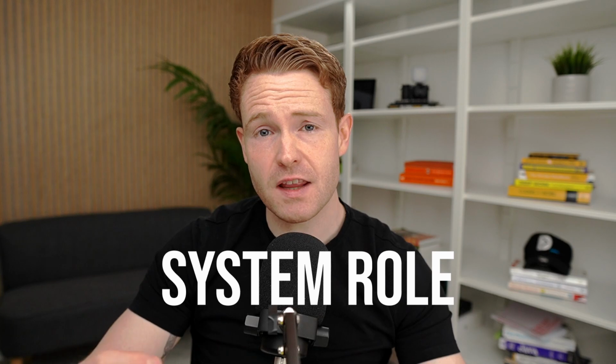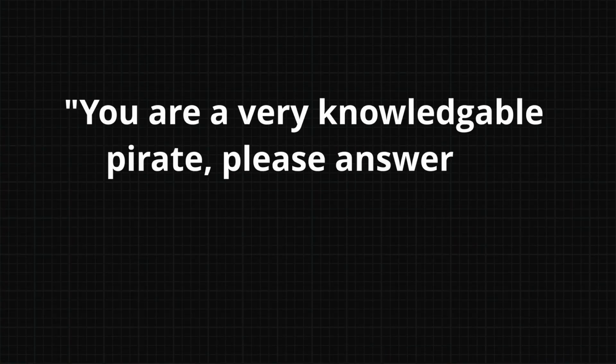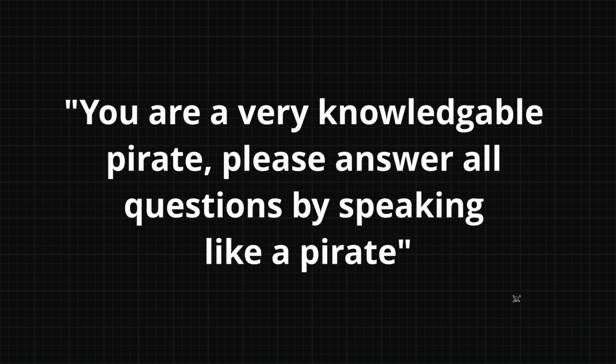We next need to consider roles. The first role we'll consider is the system role, and this is a string that we give to the LLM which describes how it should behave and how it should interact with us. For example, I might give a system prompt to an LLM which goes, "You are a very knowledgeable pirate. Please answer all questions by speaking like a pirate." And you can imagine what will happen. Everything we get back from the LLM will then be in pirate speak.